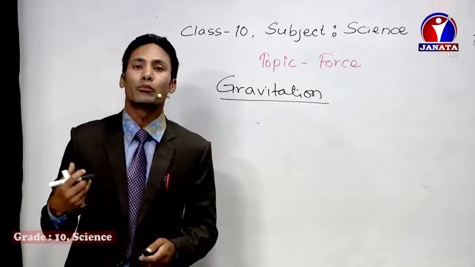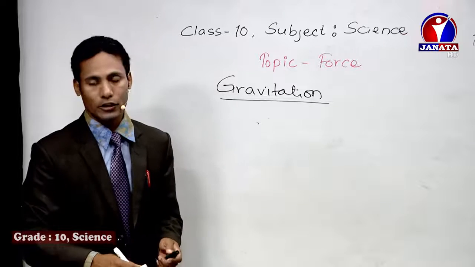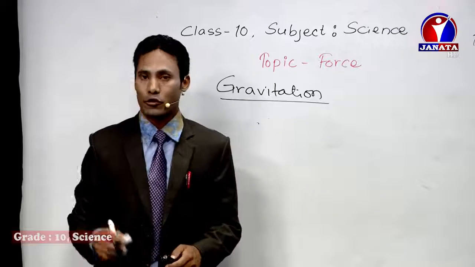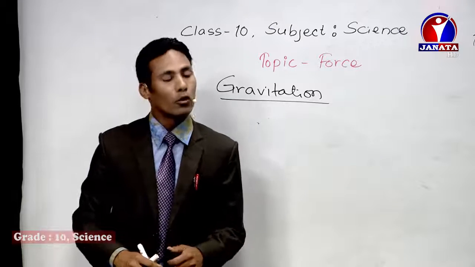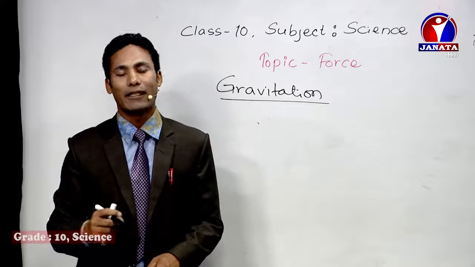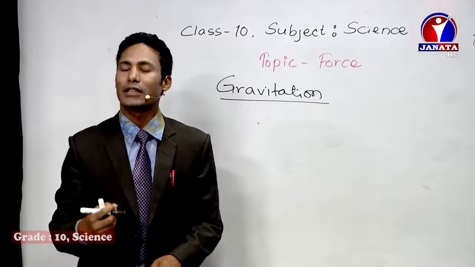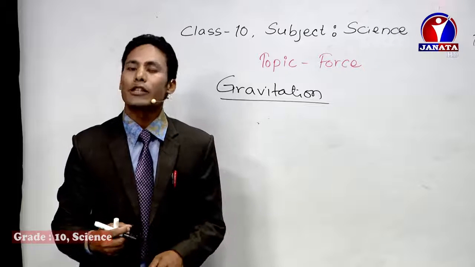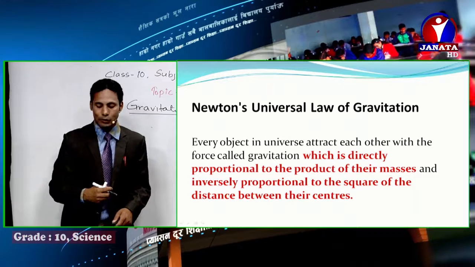Now Newton propounded the law which is called Newton's universal law of gravitation. So what is it? Firstly I will state Newton's universal law of gravitation, then we will derive the formula. What this law says is: every object in the universe attracts each other by a force called gravitation, which is directly proportional to the product of masses and inversely proportional to the square of the distance between their centers. That is Newton's universal law of gravitation.